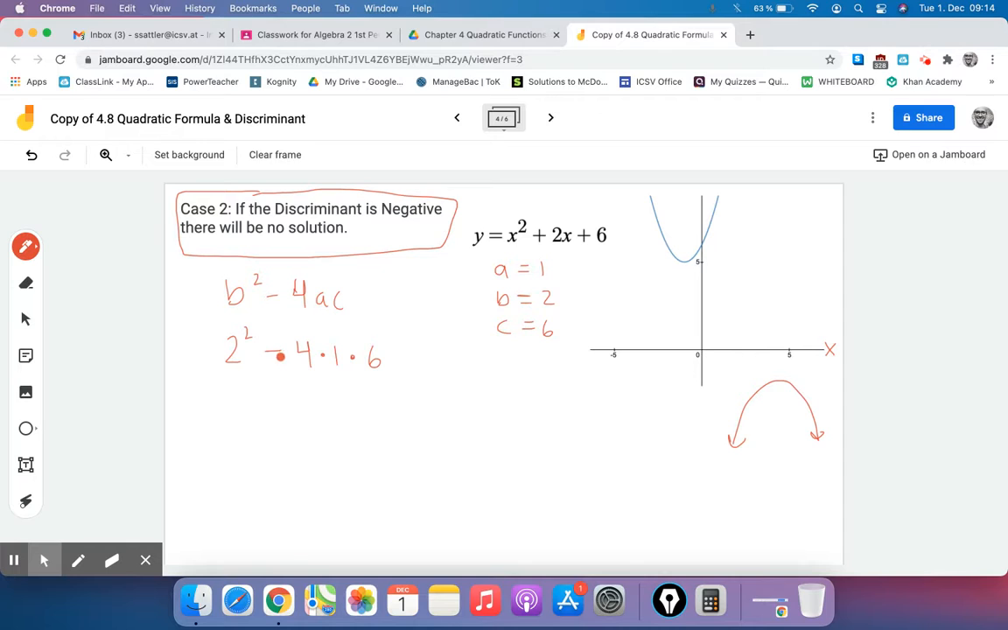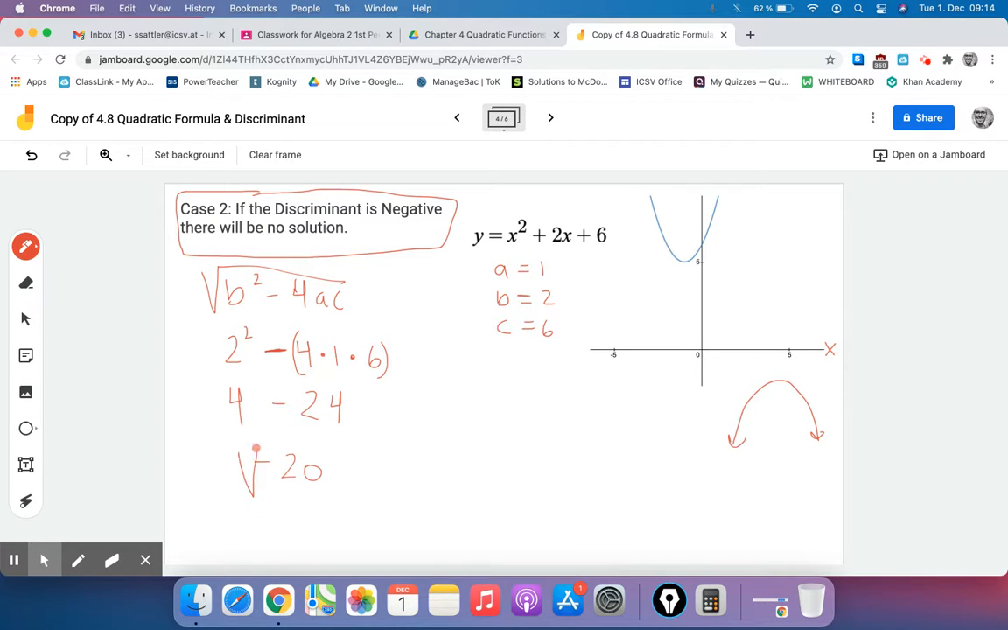And now, because of this, there's only one minus now. So 2 squared is 4, minus, and there's secret parentheses, because this is all multiplication. 4 times 1 is 4, times 6 is 24. And now look what happens. 4 minus 24 is negative 20. Okay, and remember from the quadratic formula, there was a square root above this.